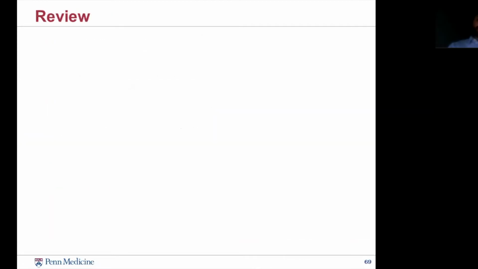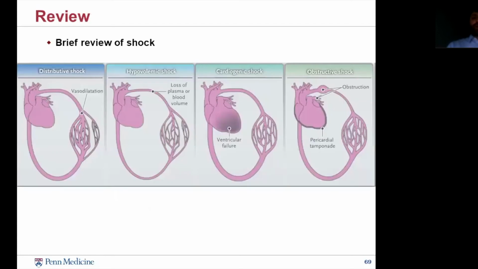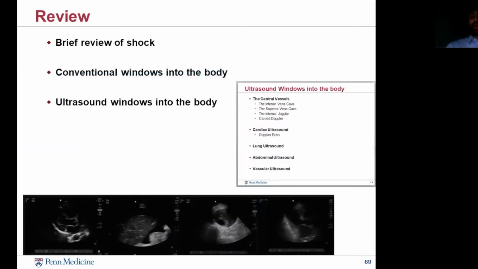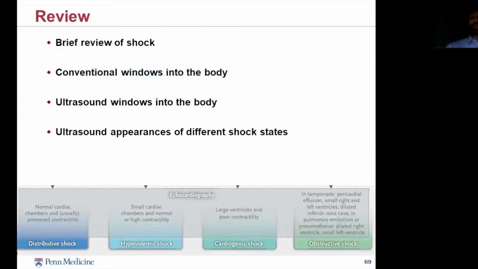So just to wrap things up, we talked a lot about the different forms of shock and how ultrasound can help differentiate one form of shock from another. We talked about the performance of our normal physical exam maneuvers in order to determine shock states. And we talked about how ultrasound provides new windows into the body, letting us evaluate the patient with shock in ways that we previously couldn't do.